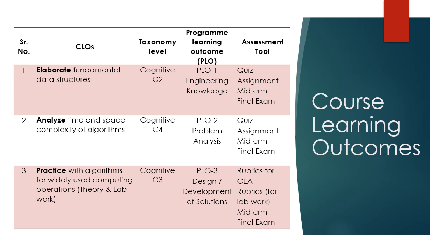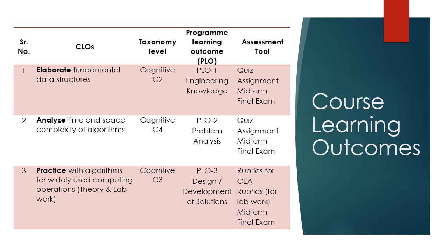CLO 2 is to analyze time and space complexity of algorithms. This is a cognitive CLO of level 4. Level 4 was analysis. It maps to PLO 2 of problem analysis. And again the same assessment tools are used here as were in CLO 1.